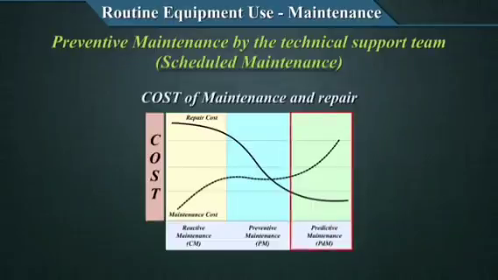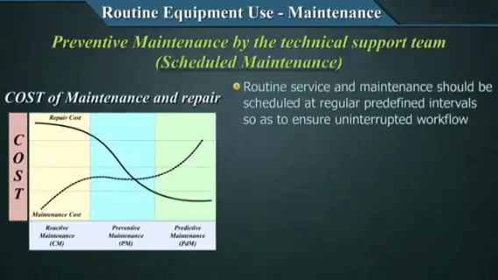But if you look at the middle, there are these cost lines which are crossing each other. So that means this is the best option. The preventive maintenance is your best option to cut cost as well as prolong life of the equipment. I hope that concept is clear. So, routine service and maintenance should be scheduled at regular predefined intervals so as to ensure uninterrupted workflow. This is assuming that you have a valid contract with your equipment manufacturer or a third party.